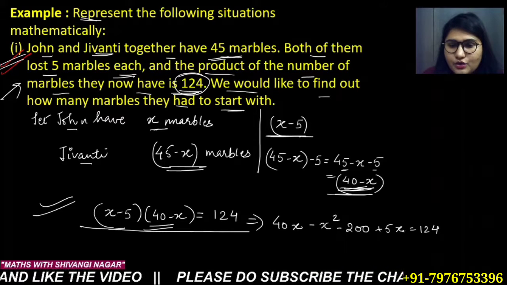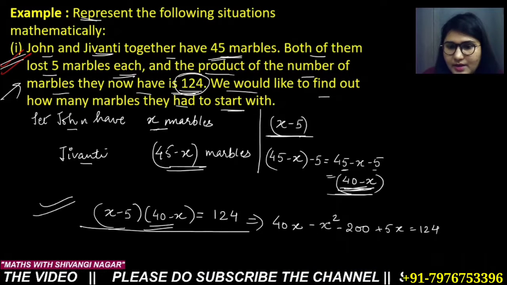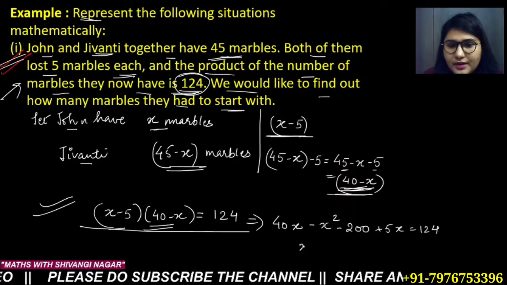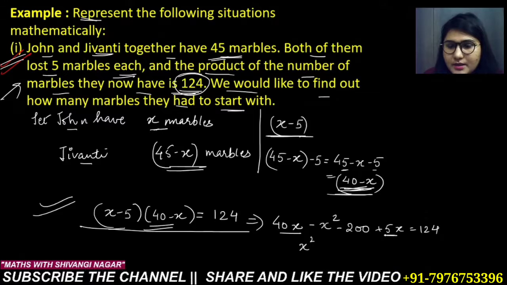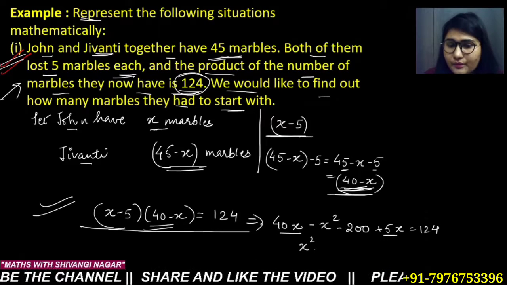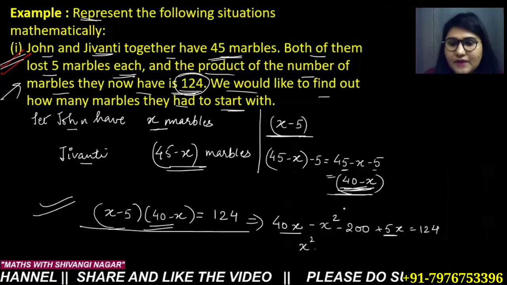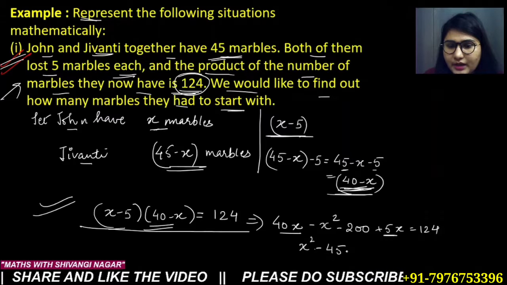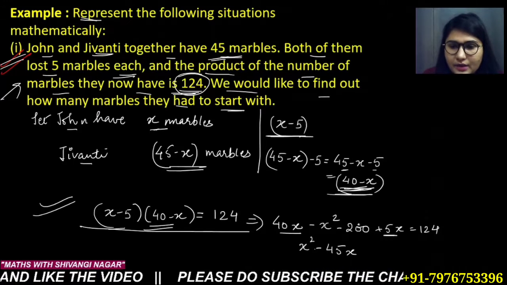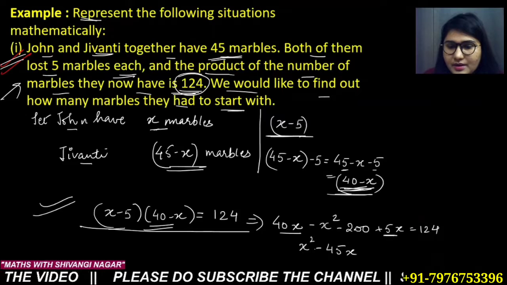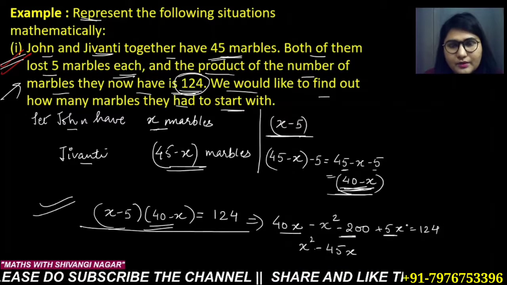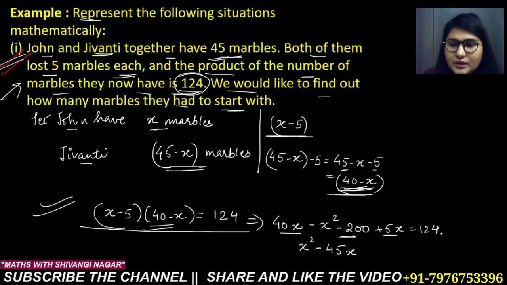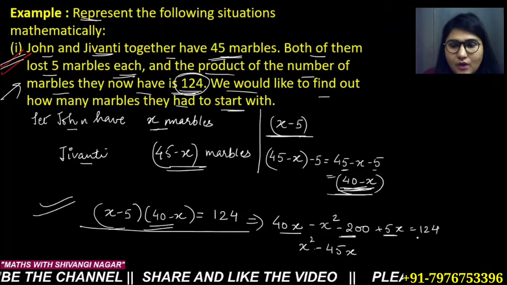And on the right hand side what we have? 124. When you shift all the quantities to the right hand side, minus x square, when transposed to the right hand side, you will get plus x square, right? This is 40x and this is plus 5x. So this makes plus 45x, and when you transpose it, you will get minus 45x. Similarly, when you transpose this 200 to the right hand side, right now it is in the negative form, so when you transpose it, it will become positive. So it is going here and it gets solved with 124.